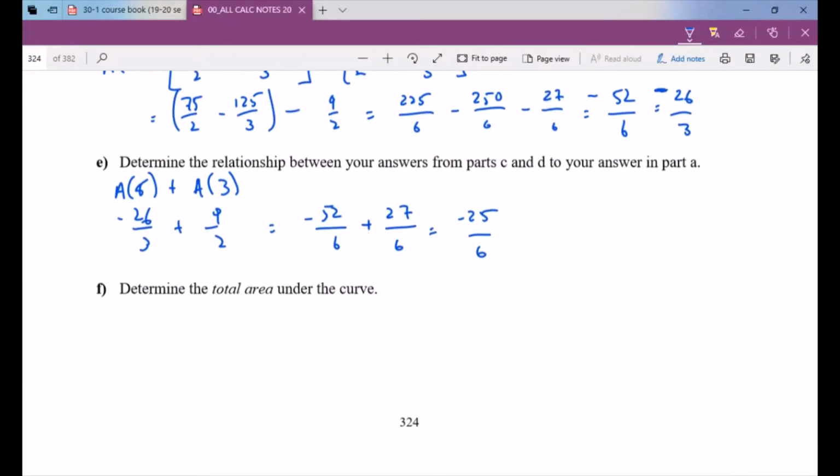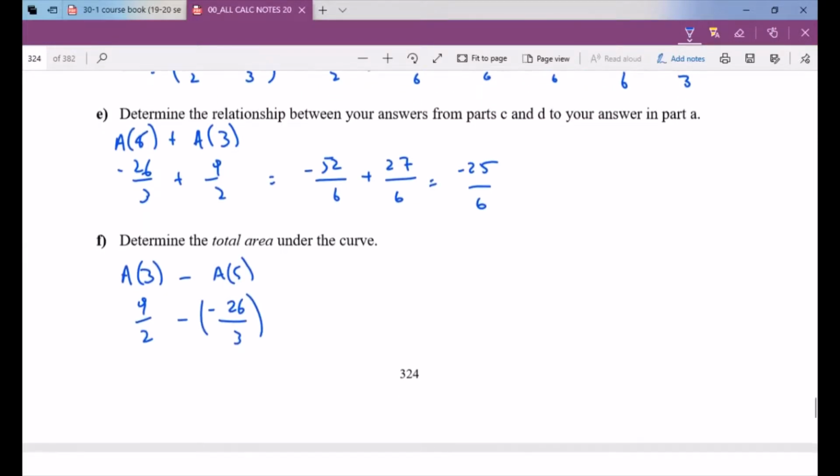I want to take this amount of A3, subtract A5, because A5 is a negative area. I want to take 9/2 and subtract negative 26/3. Do this, we get a true answer of 79 over 6.